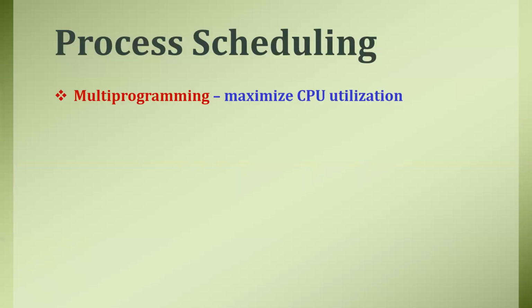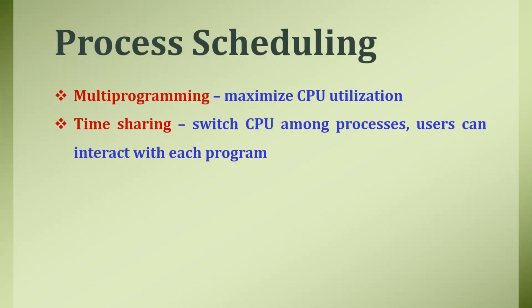The objective of multiprogramming is to have some process running at all times to maximize CPU utilization. The objective of time sharing is to switch the CPU among processes so frequently that users can interact with each program while it is running.